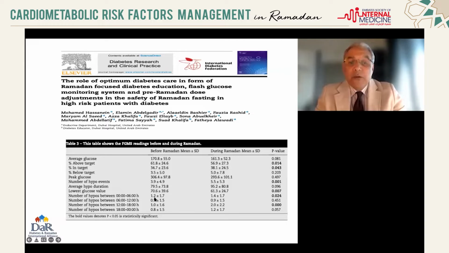It also confirmed to us that the highest time for hypoglycemia was between midday and iftar time, 12 to 1800 hours, which was the time for iftar in this particular trial. So clearly, we need to be aware of all of this. And also, we need to be aware that many of our patients are not achieving targets as well.